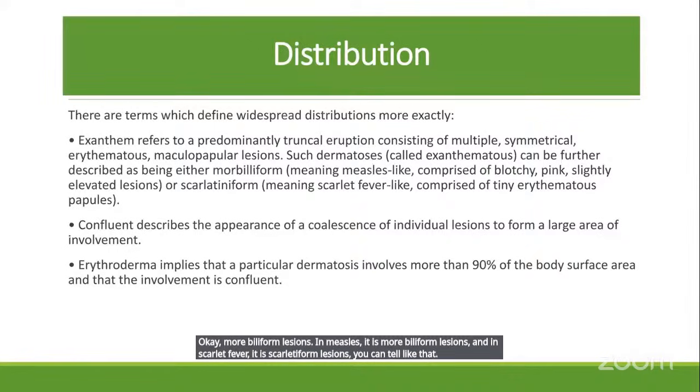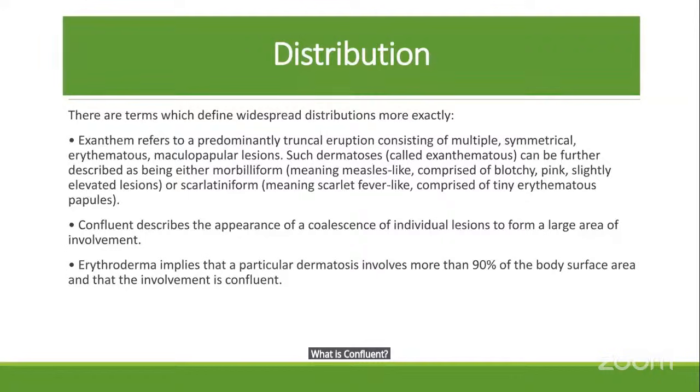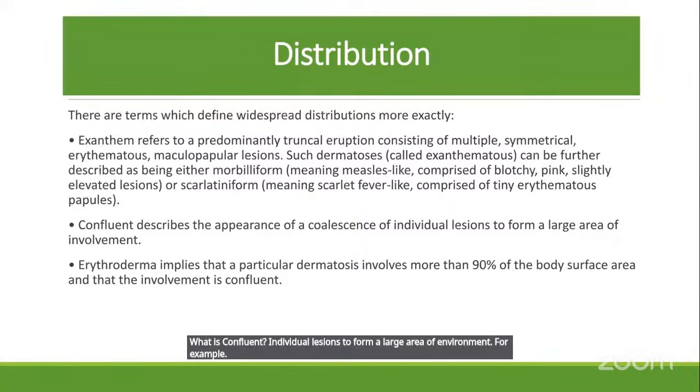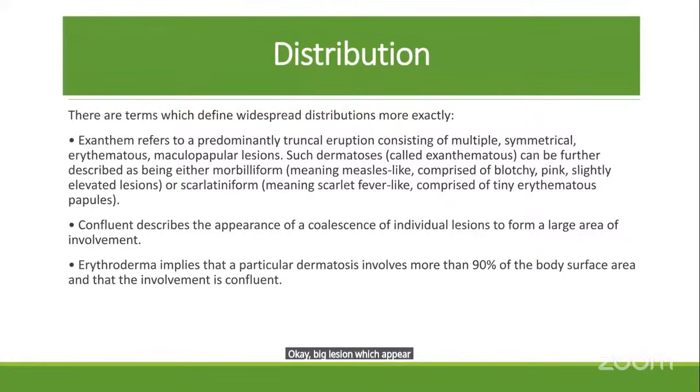What is confluent? Individual lesions forming a large area of involvement. For example, a big lesion which appears in a very large area is a confluent lesion. Erythroderma is involvement of more than 90% of the body surface area. It is called erythroderma.